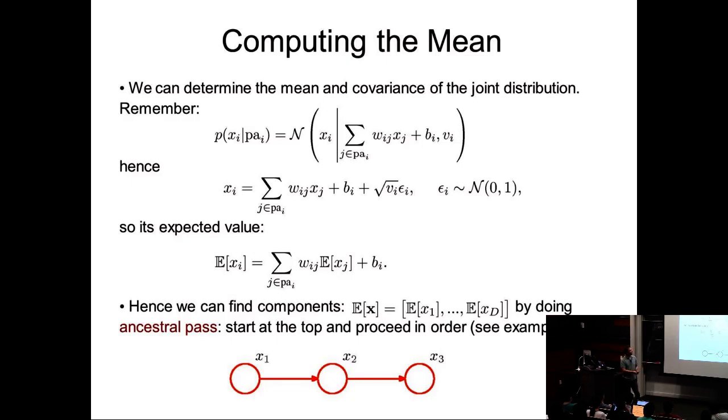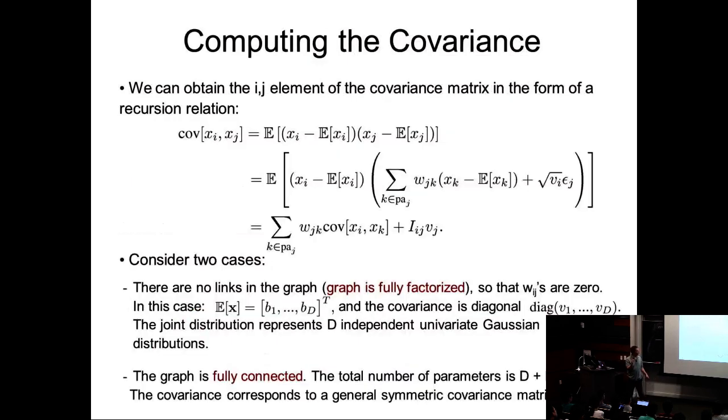So the expected value of this random variable is just going to be the sum of the expected values of the xj's, which are the parents of this node, because expectation you can push inside the summation. So now we can find the components of x: expected value of x1 all the way up to expected value of xd, by doing a pass. You start at the top and proceed in order, so you figure out the expected value of x1, x2, x3. These are the expectations, and that's going to be the mean of the multivariate Gaussian.